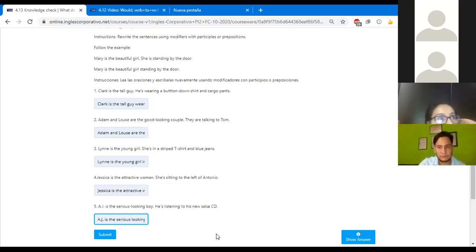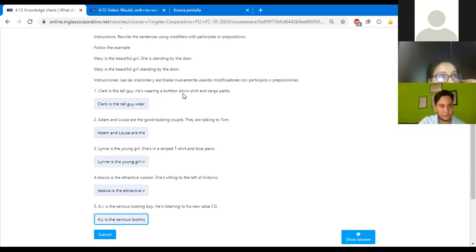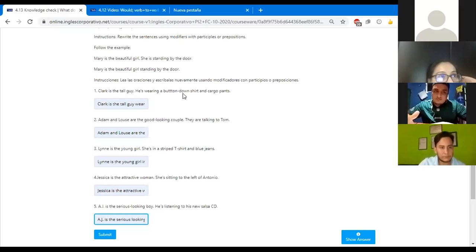There you go. Okay, so this is just to, en inglés le dicen a esto embed, como incrustar, como cuando uno incrusta un diamante, un anillo, right? Las dos oraciones son válidas. Sí, o sea, las dos formas son válidas, solo que se va a sonar mejor y más fluida la segunda, right? Okay. You can say, Clark is the tall guy, he's wearing a button-down shirt and cargo pants, no problem, you can say that, okay? But you can say Clark is a tall guy wearing a button-down shirt and cargo pants. Usted nada más como más fluido, más suelto.